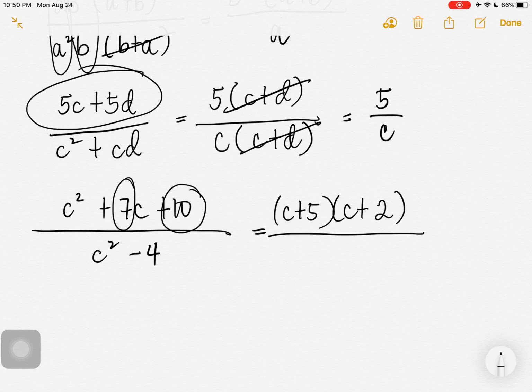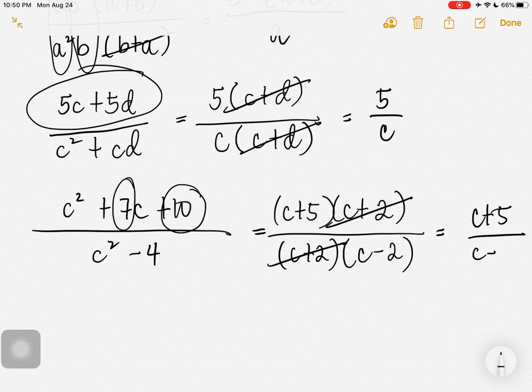Next, how about for the denominator? So the factored form is (c plus 2) multiplied by (c minus 2). So can you cancel out anything? Yes, that's correct. You can cancel out c plus 2. So the final answer would be c plus 5 over c minus 2.